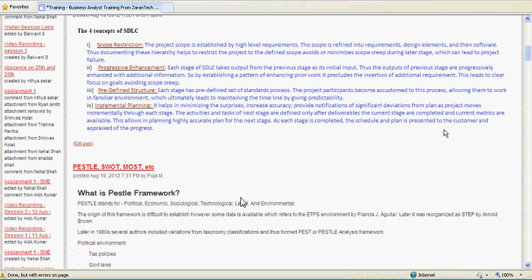So do you want to continue with what is the SDLC? What do you know about the SDLC? Want me to say more about it? Absolutely, you have to talk for 3.5 minutes.